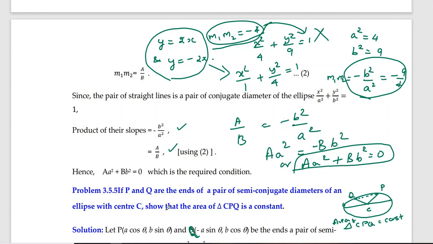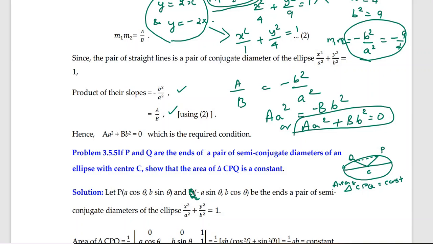So next is, if P and Q are ends of a pair of semi-conjugate diameters, we consider CP and CQ to be semi-conjugate diameters and P and Q are the extremities. We are asked to show that the area of the triangle CPQ is constant. So we consider the point P, which is A cos theta, B sin theta, and this one Q is minus A sin theta, B cos theta. Now these are the ends.